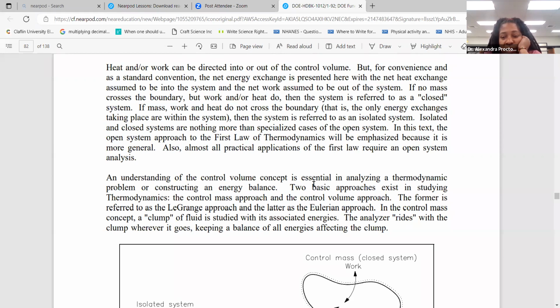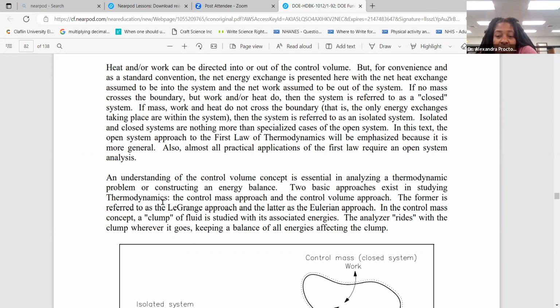Almost all practical applications of the first law require you to have an open system. Understanding the control volume concept is essential to analyzing a thermodynamic problem and constructing the energy balance. The problems get more complex and more difficult when you're not talking about an open system, so they want to just go ahead and use that particular assumption so that in the math and the equations, you don't have to make all these exceptions to the rule. So that's what they're saying.